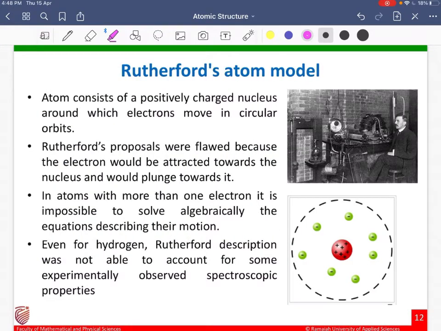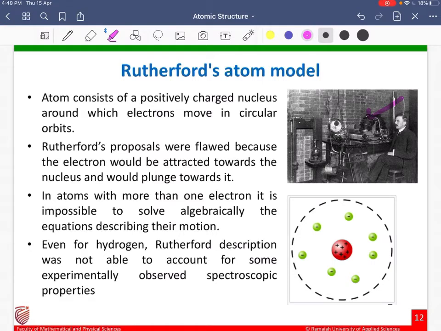We will study Rutherford's atom model and how it failed. In 1911, Ernest Rutherford proposed that an atom consists of a positively charged nucleus around which electrons move in circular orbits. In a classical model of such an atom, the electrons obey Newton's laws of motion, and Rutherford's proposals were flawed because the electrons would be attracted towards the nucleus and would plunge towards it. The orbits could not be maintained.